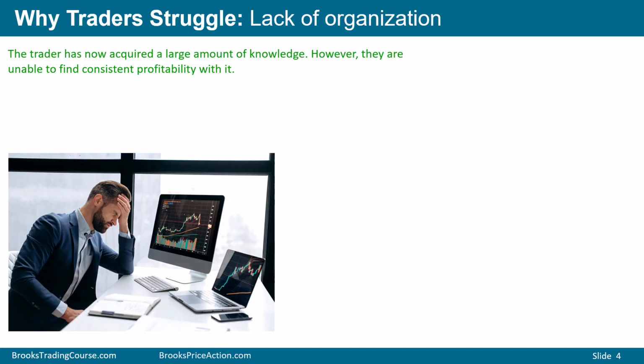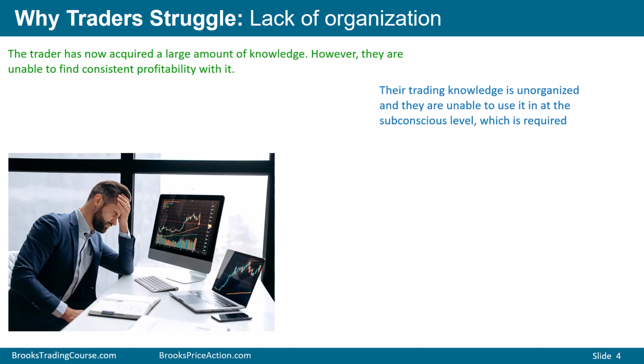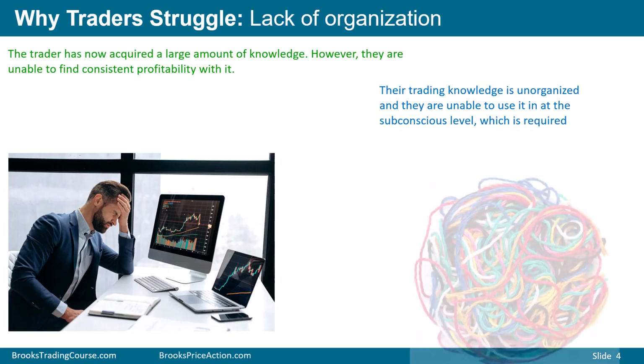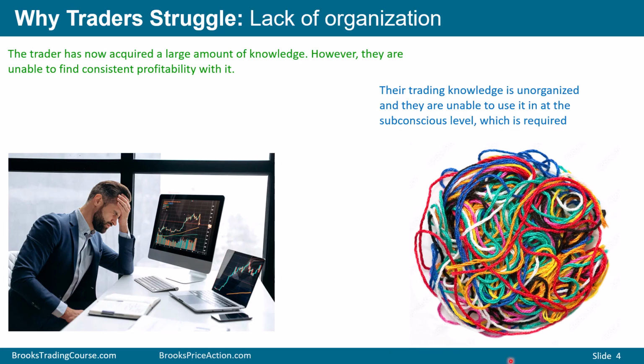The second piece is they have a lack of organization. Their trading knowledge is unorganized and they're unable to use it at the subconscious level. So what does that mean? What that means is you've gone through the video course time and time again. You know everything. You know what a major trend reversal is. You know how to look at a chart at the end of the day. However, when it really matters in the market and you're watching and you're trading, this is how you feel in terms of information. You have this catalog of information that's all jumbled up and unorganized, and you cannot access it when you need to.